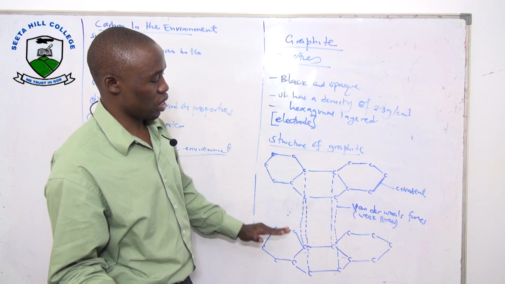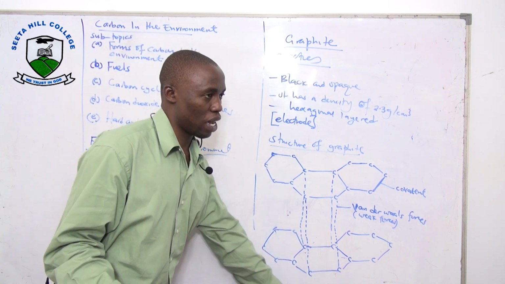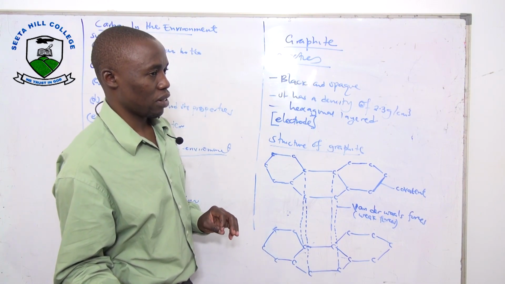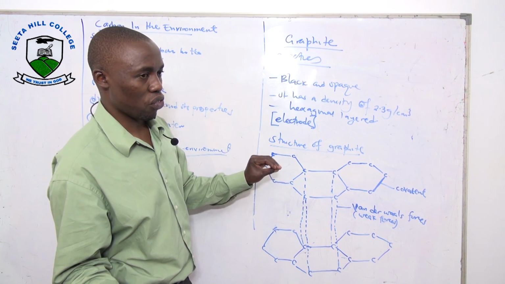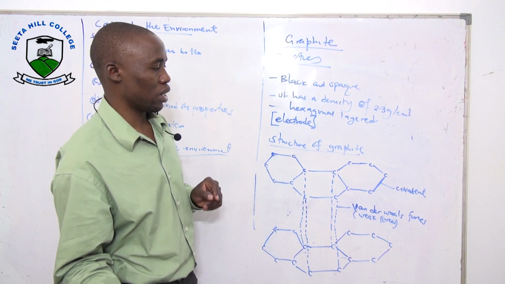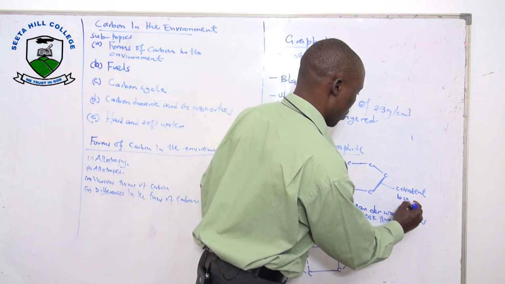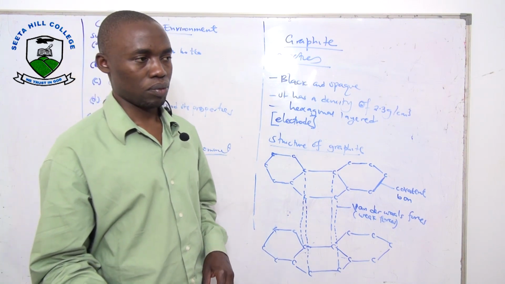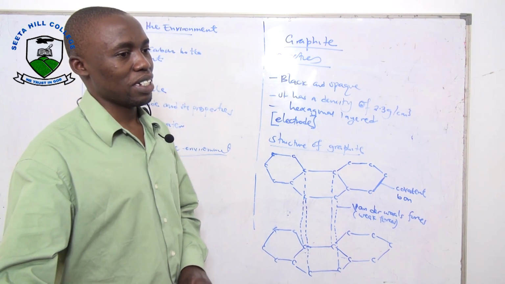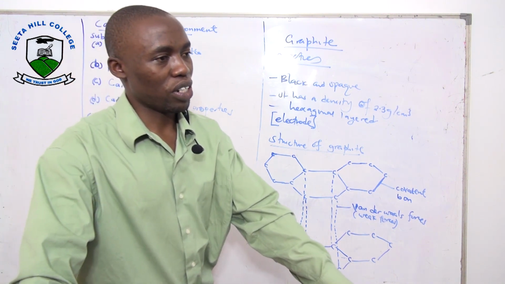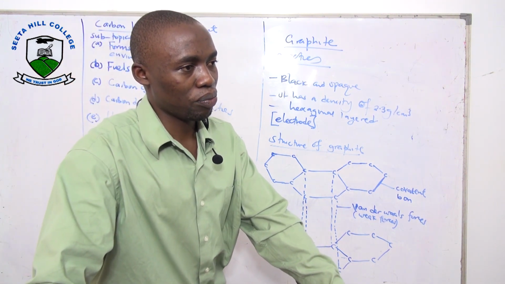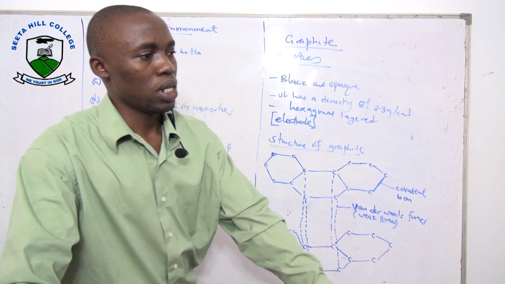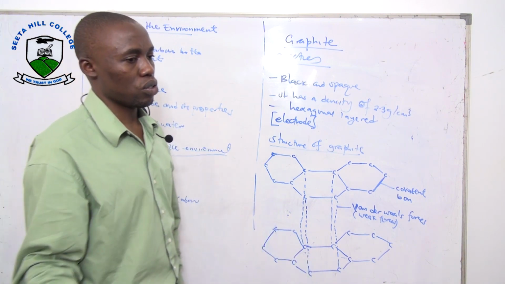The layers are joined to other layers. There are many layers down. They are joined to other layers by weak forces, therefore making graphite smooth and slippery. I hope you pick that. That is, if I ask you to write about the structure of graphite, can you? You can. Let us look at the uses now.